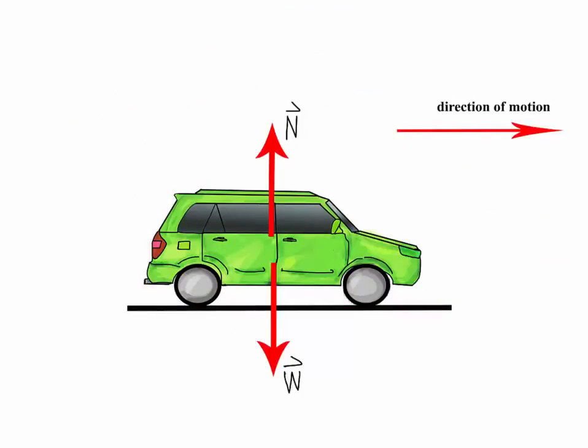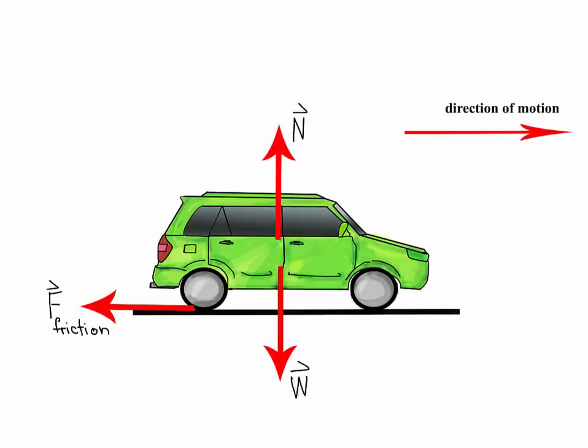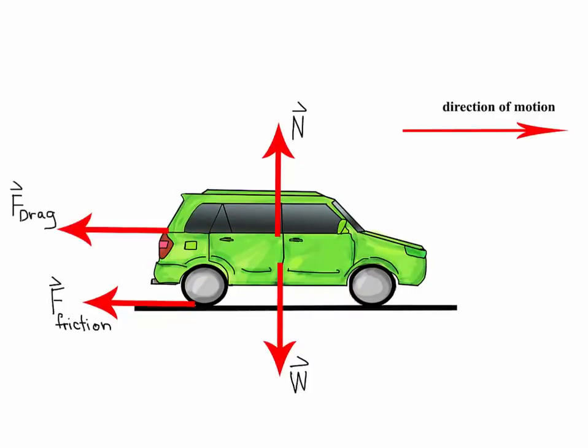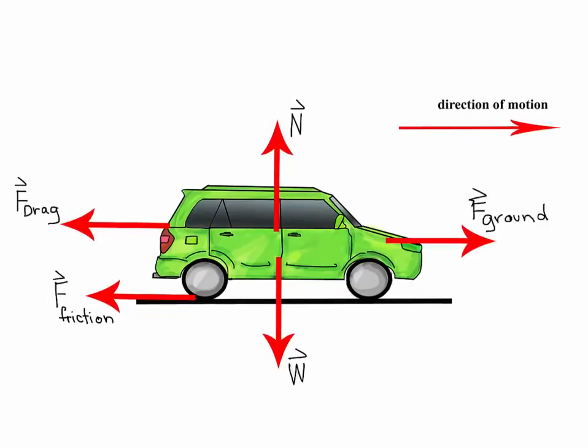For any problem, we need to first draw a free body diagram and define our forces. So here we have the direction of motion, the normal force, and the weight. We have friction, the drag force, and we have F ground, which is the propelling force by the ground. This is the propulsion force that the ground exerts on the tires.